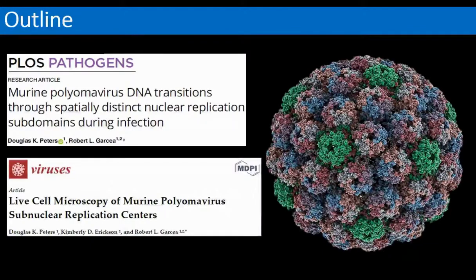The story I'm going to tell you today is based on data from these two papers. Much of the super resolution 3D SIM data is from this PLOS Pathogens paper that we published in March. And the live cell microscopy data is from this paper, which was just accepted for a special issue of Viruses. The special issue is focusing on the application of advanced imaging to the study of virus-host interactions. I think the submission deadline is actually at the end of November, so maybe check it out on their website if you're interested. I think it's going to be a pretty cool issue.